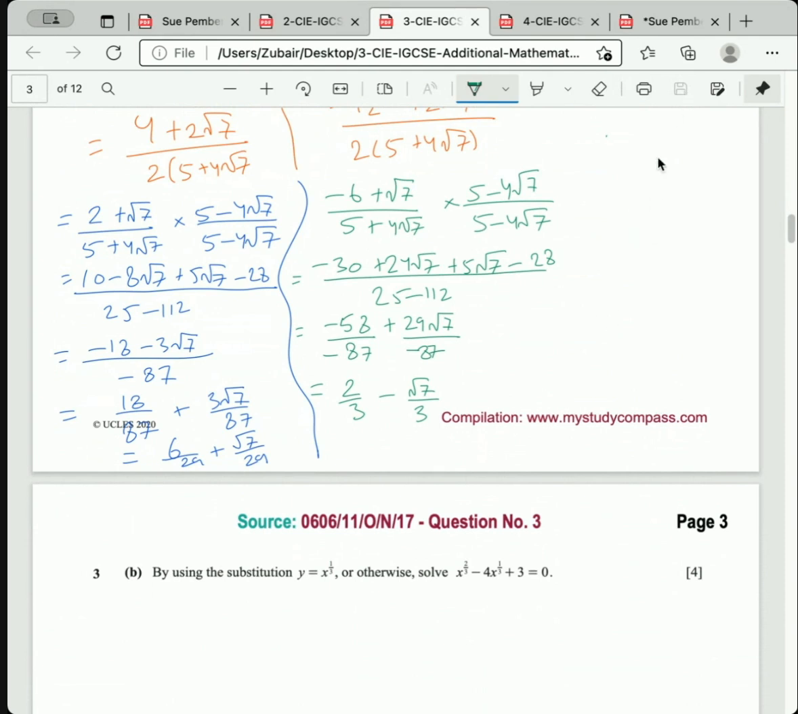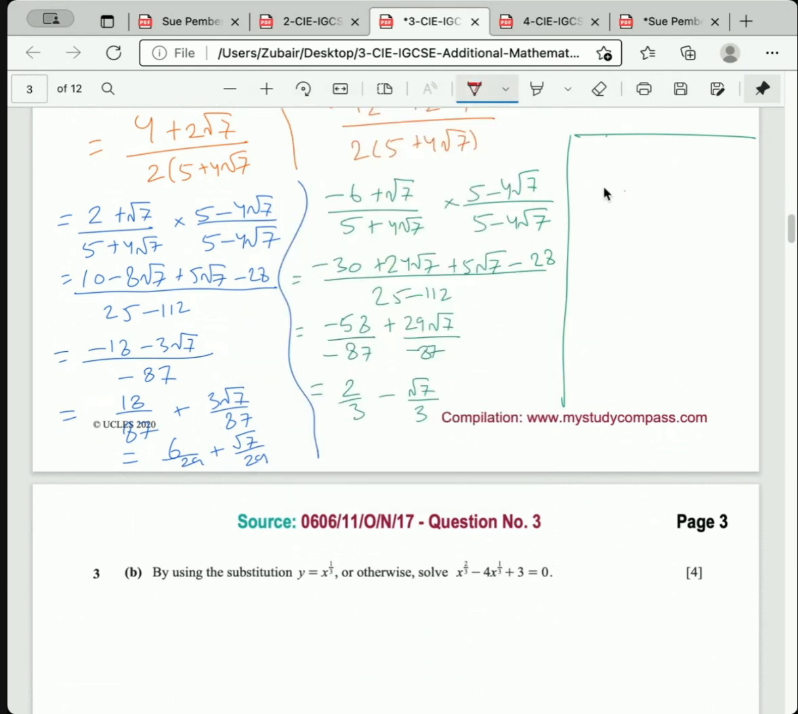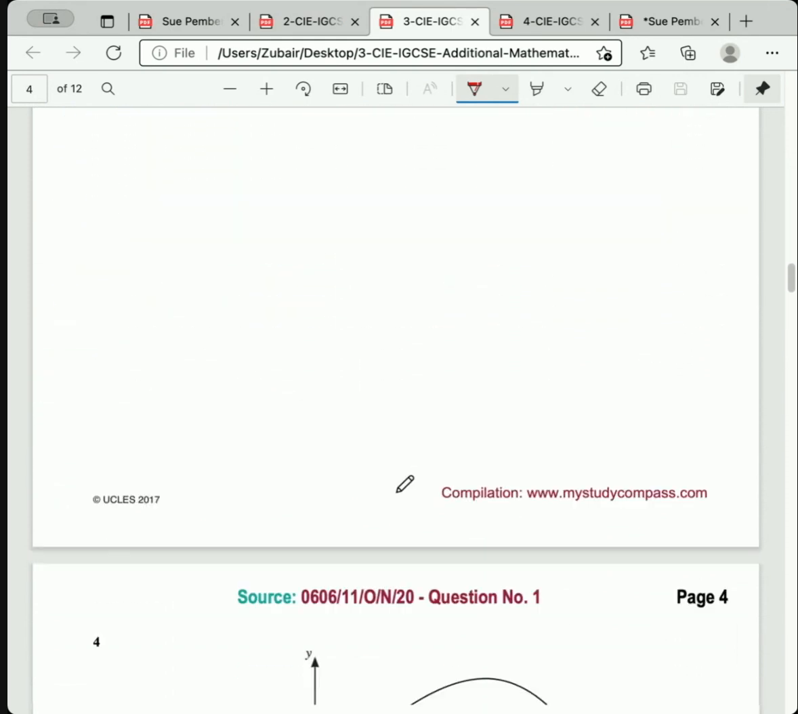Total. First one is 6 by 29 plus 1 by 29 root 7. Second is 2 by 3 minus 1 by 3 root 7. A plus b root 7. And then we had the second part of question 9.